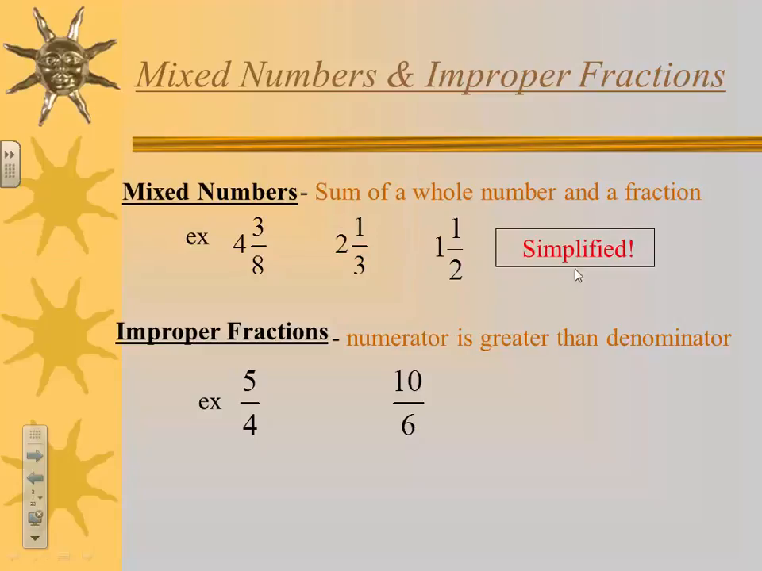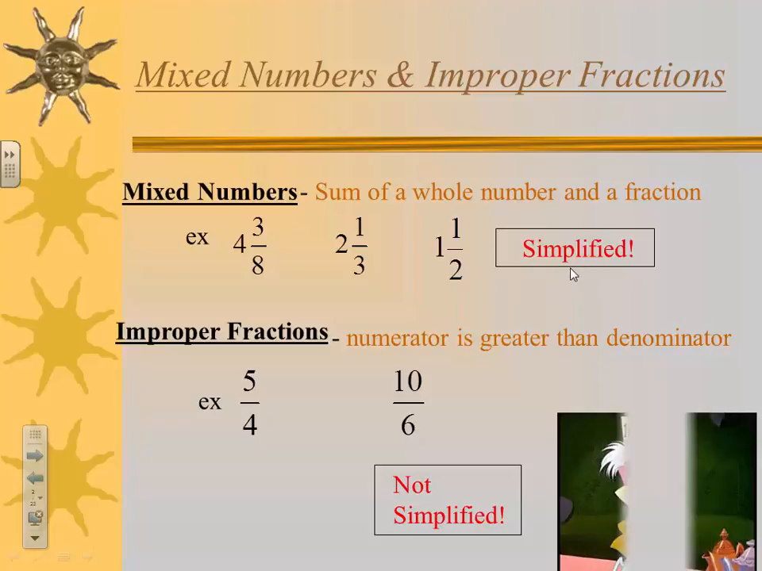Mixed numbers are considered simplified as long as the fraction is simplified. So 1/2 is simplified, 1/3 is simplified, 3/8. Those are all simplest form because the fraction pieces are simplified. An improper fraction is considered to be not simplified because we can do things with improper fractions. You can see with the 10 and 6, you could simplify it like it is. We can also turn these into mixed numbers, which will then allow them to be simplified. That is part of what we're going to work on today.